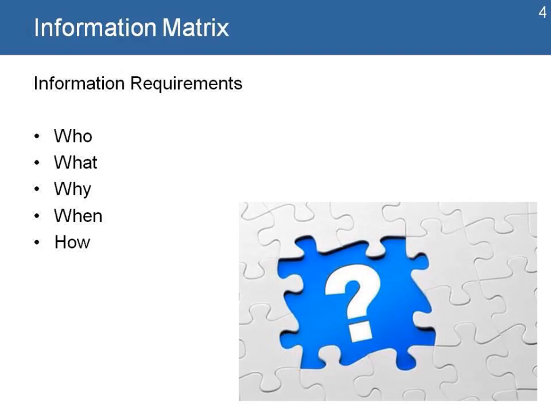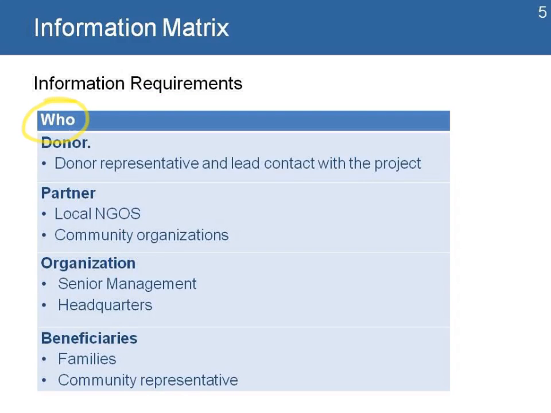The information requirements basically is the step where we understand 5 things from the stakeholders. First, who needs the information, what type of information they need, why they need it, when they need it, and how they need it. We're going to look in detail into each one of these. The who is our list of stakeholders that have a need of information.